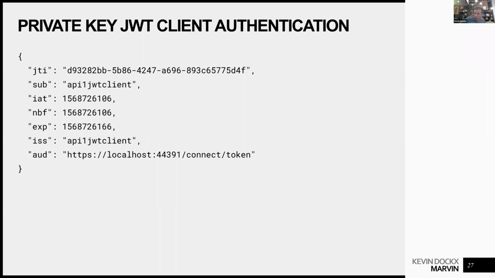Well, we're essentially going to create a new token. And that token looks like what you see on screen now. So I am going to create a token to access the API. The jti on screen here is an identifier, the identifier of the token. The subject value will be the client application that creates the token. So this could be the API1 JWT client, it could probably also be our web client.